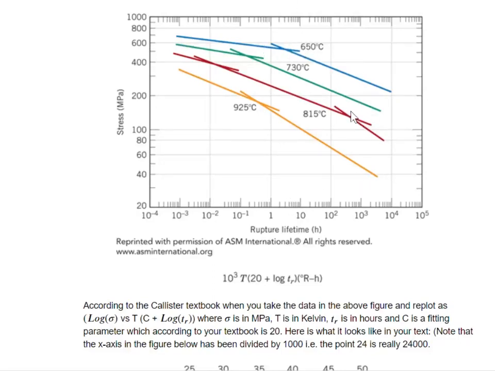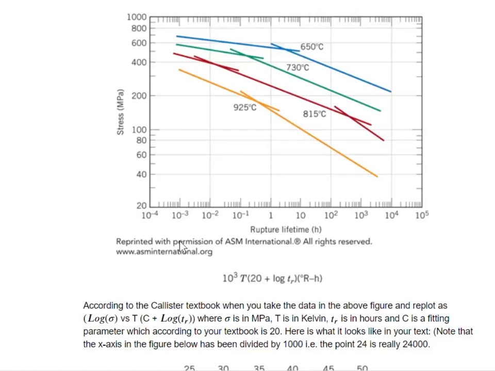This data set was given in the Callister text. Since it's defined by lines, I'm going to just pretend there's a data point here at an intersection and at the end. And for the 815, we'll take a data point here, intersection 1, intersection 2, and then at the end. So then we can just draw lines between the points. But I'm going to assume that's where the points are so I can reproduce this particular data set. So again, this is rupture lifetime in hours, stress in megapascals. Those are the units that we use in creep.